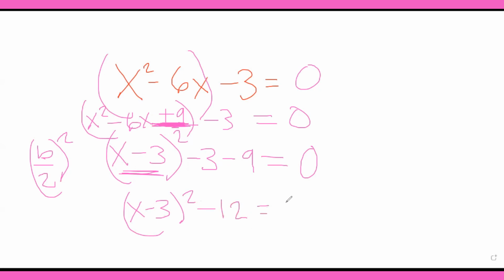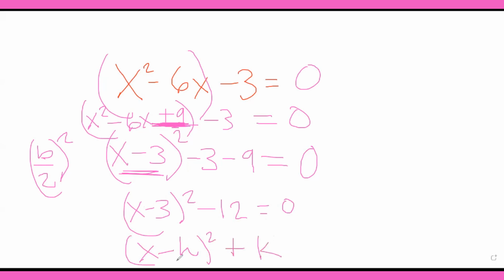And we could still set that equal to 0. And you can see here, if I move the 12 over, again, we're back to where we were. X minus 3 squared equals 12, and that's just where we were. So no matter where you put it, you're going to get the same values for x if we were to solve for x.